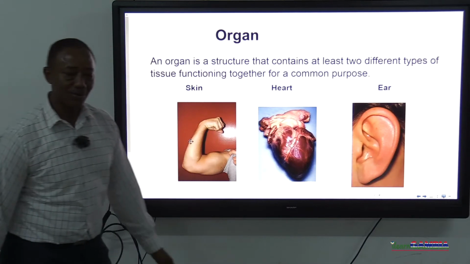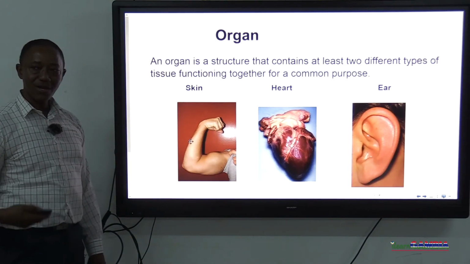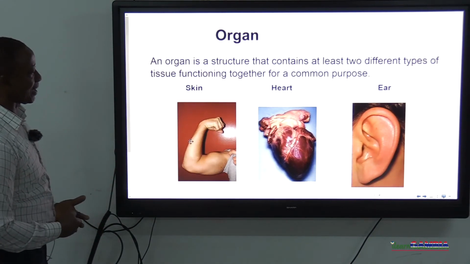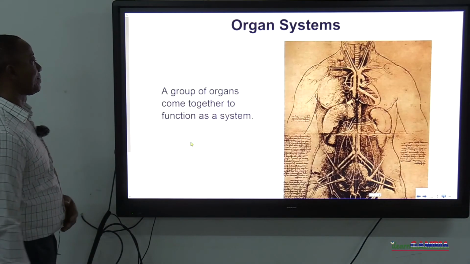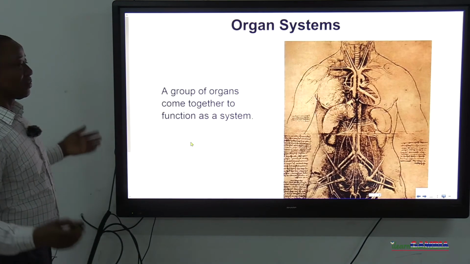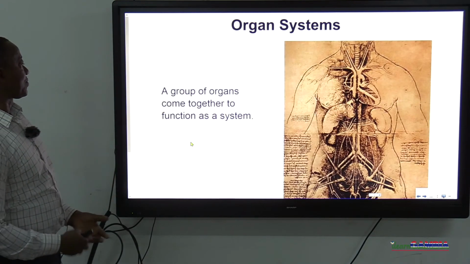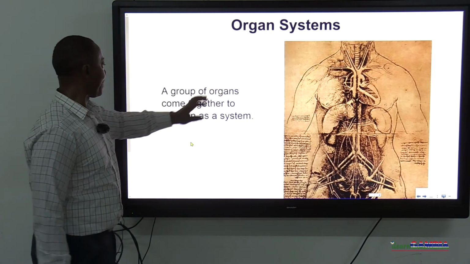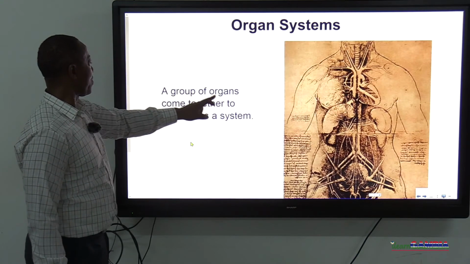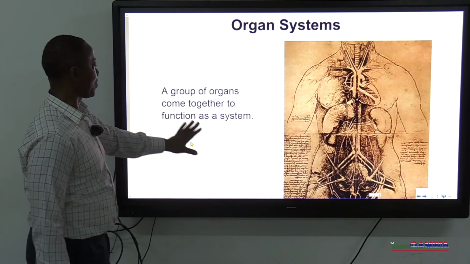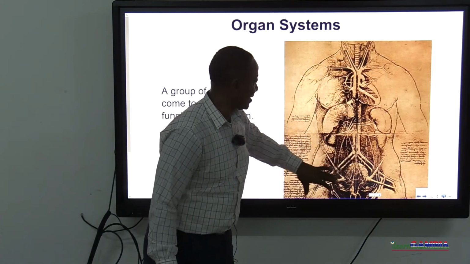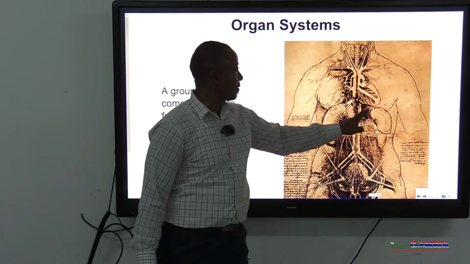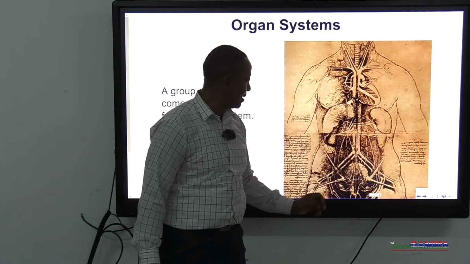The ear as an organ too, you have tissues like of the skin, you have bones, you have blood vessels, you have nerves. So all the organs come together to form the organ system. The organ system is a group of organs that come together to function as a system. So in here we have several organ systems. Probably you can make out the heart, the kidneys.